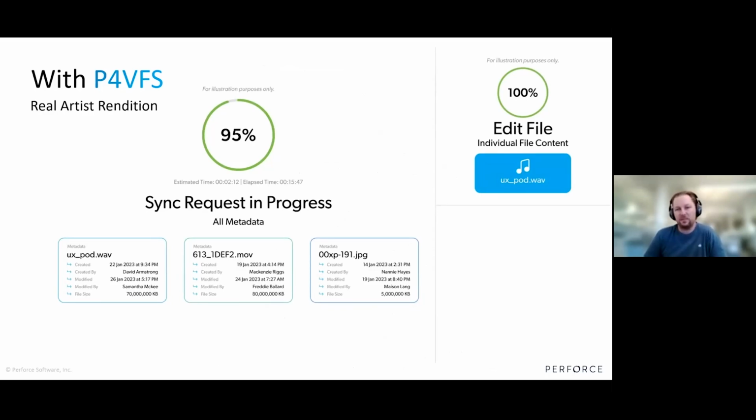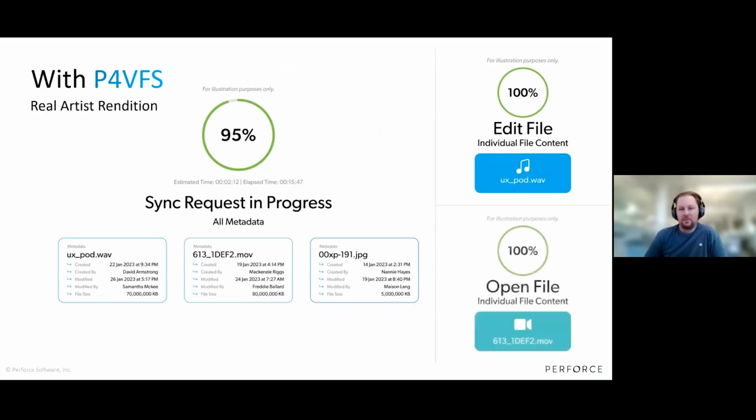In this case, someone chose to edit the .wav file, and then somebody chose to open the .mov file, or the movie file. But nobody actually requested, or the individual user didn't do an operation locally that required them to have the JPEG image. So in this case, it doesn't actually get fully transferred down to the client because the client doesn't need it. The client is fine with just the metadata.